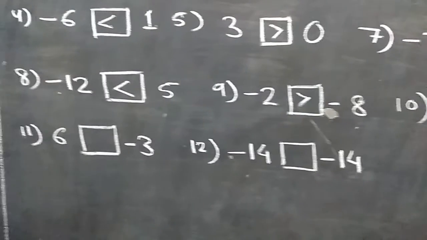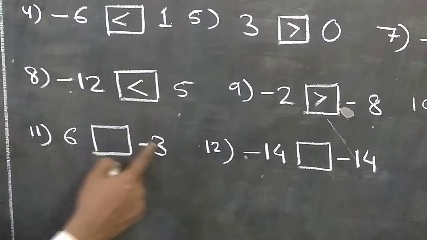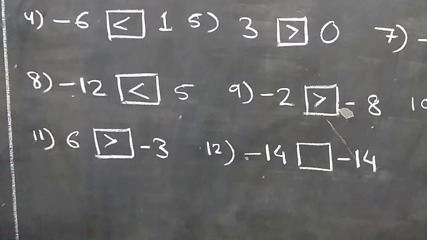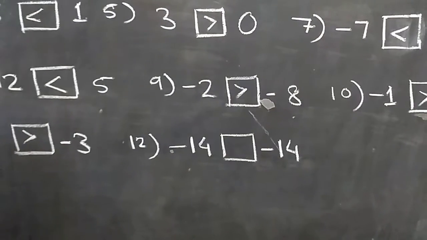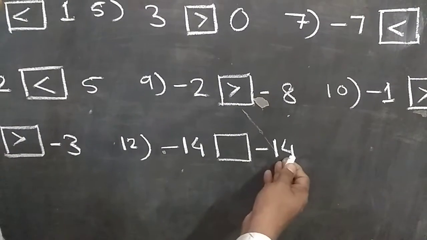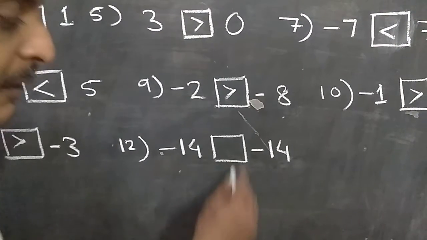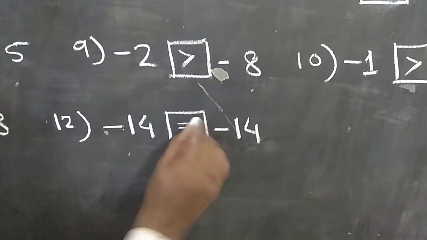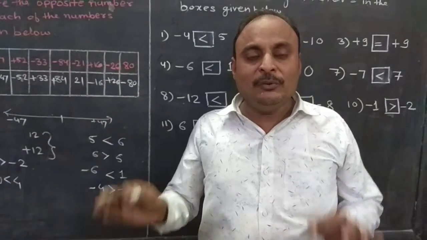Now your question number 11, 6 and minus 3. 6 is a positive number, minus 3 is a negative number. A positive number has a greater value, so put a sign of greater here. And finally, question number 12. See both sides, on the left hand side and on the right hand side, both numbers have an equal value and both have a minus sign. Okay, so minus 14, minus 14, both values are the same. Put the equal sign here. So my dear student, I hope both practice sets were very easy and you understood very well.